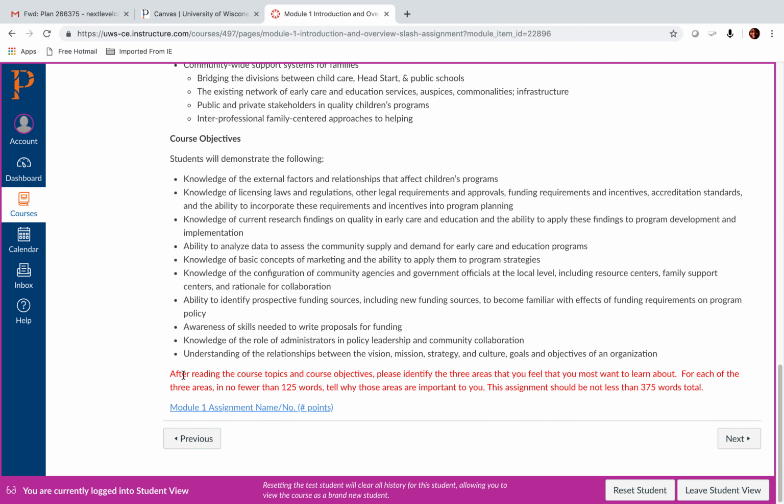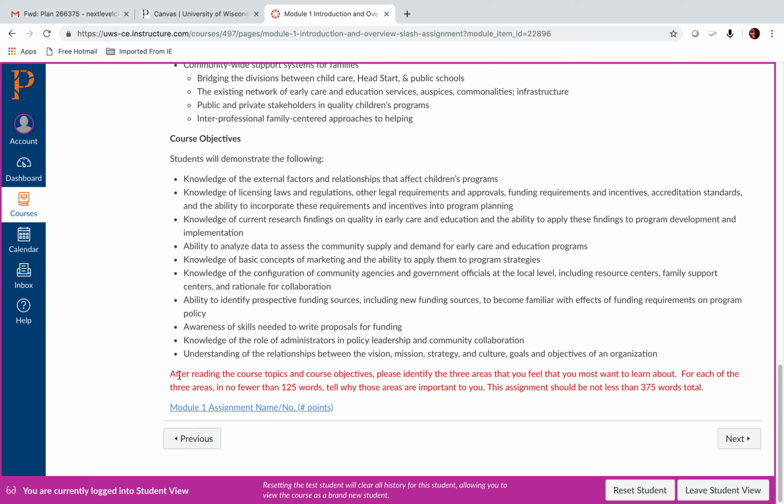So in red, there is an assignment. And it says, after reading the course topics and course objectives, please identify the 3 areas that you feel that you most want to learn about. For each of the 3 areas, in no fewer than 125 words, tell why those areas are important to you. So that is 3 areas, one minimum of 125 words apiece. So that should be no less than 375 words total.